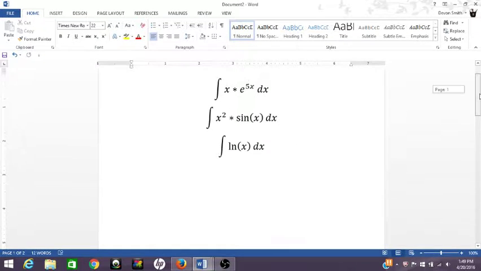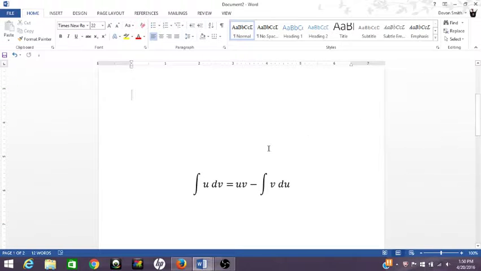And the way to do that is you have this really nifty little formula here, which is the integral of u dv is equal to uv minus the integral of v du. And you'll be thinking, well, okay, that's cool, but what does this exactly mean? What's u, what's v? Well, the best way to find out is just go ahead and do it by example.